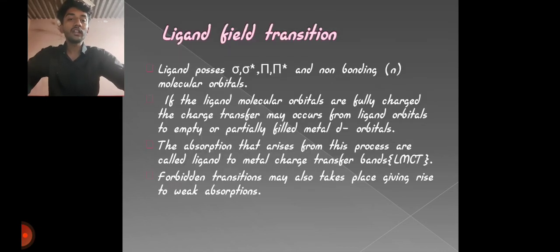Coming to ligand field transition, the ligand possesses sigma, pi, and non-bonding molecular orbitals. If the ligand molecular orbitals are fully filled, the charge transfer occurs from the ligand orbitals to empty or partially filled metal d orbitals. The absorption that arises from this process is called ligand to metal charge transfer bands. Forbidden transitions may also take place, giving rise to weak absorptions.